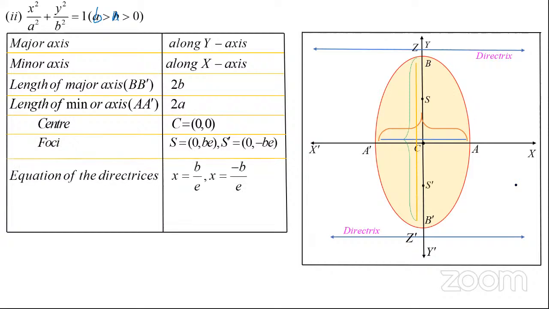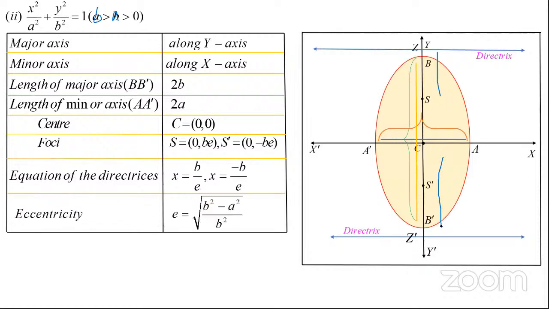Okay. So the equation of the directrix is y equal to b by e. So this distance is minus b by e. So eccentricity is nothing but e equal to root of (b square minus a square) by b square, where a is less than b.